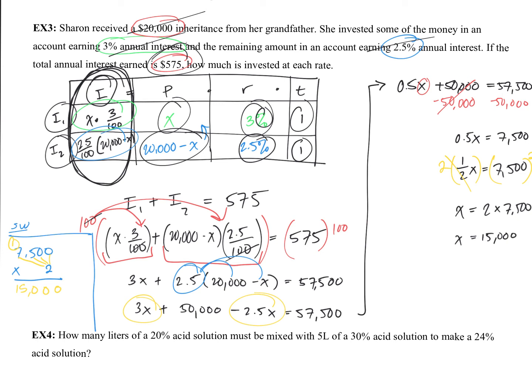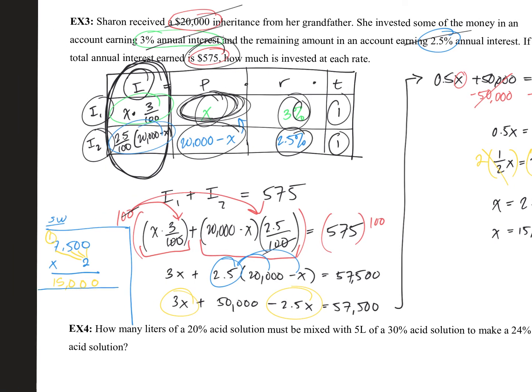Okay, so that is the x value for I2. Okay, so that's for I1. X is I1, so the interest at 3%. But I want the interest at 2%. So the interest at 2%, let's go ahead and write that down. Interest at 2% is going to be 20,000, sorry, minus the 15,000, which is 5,000.